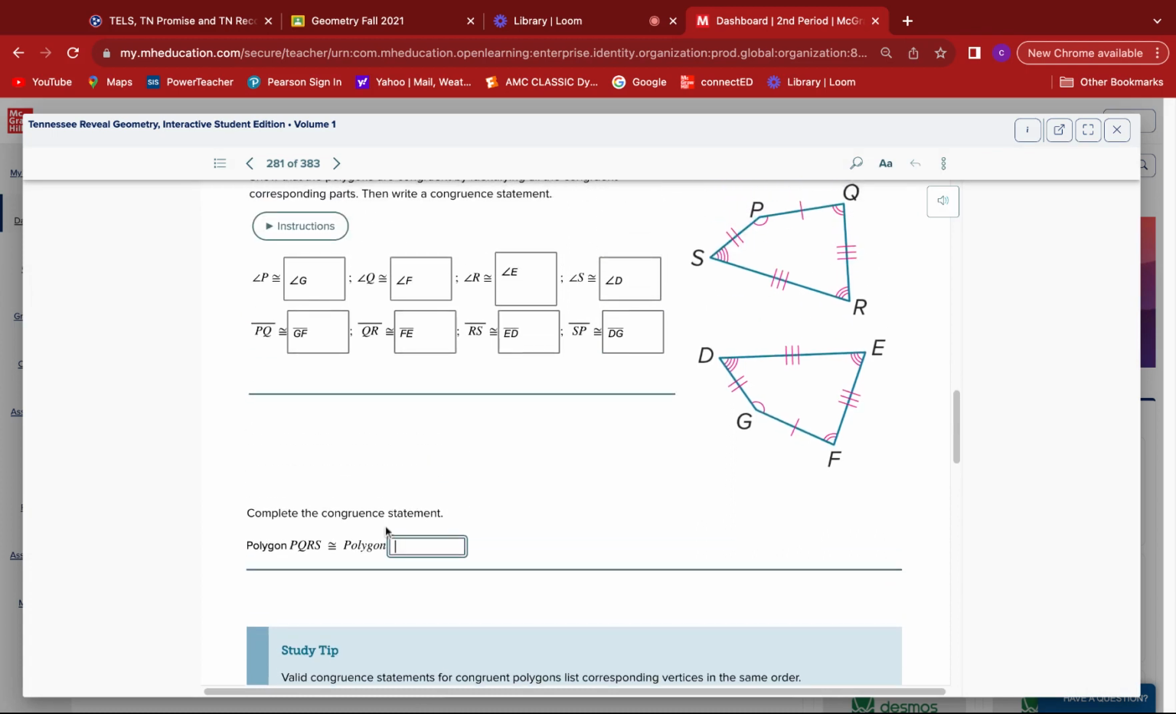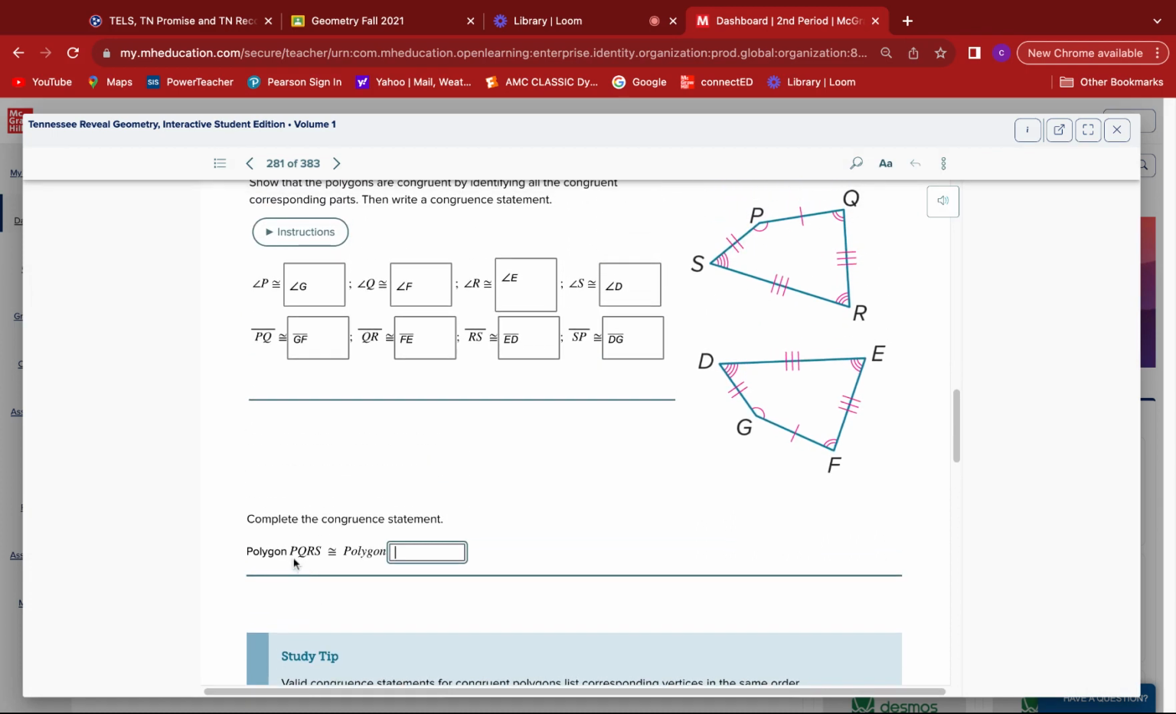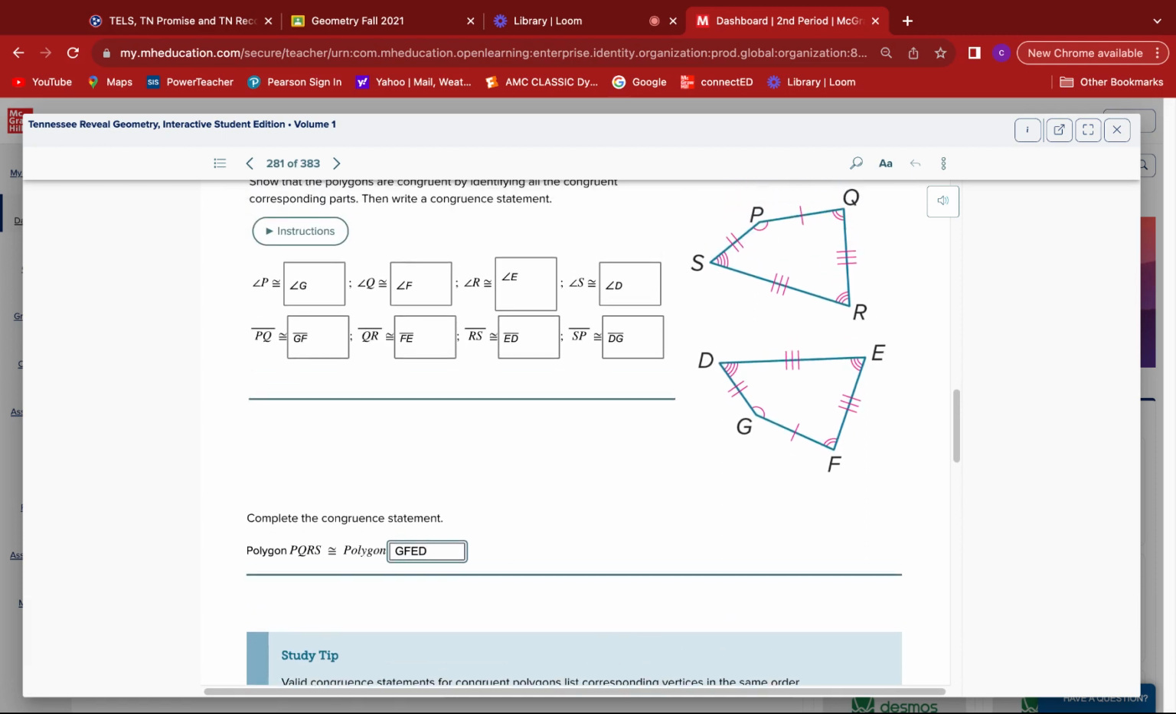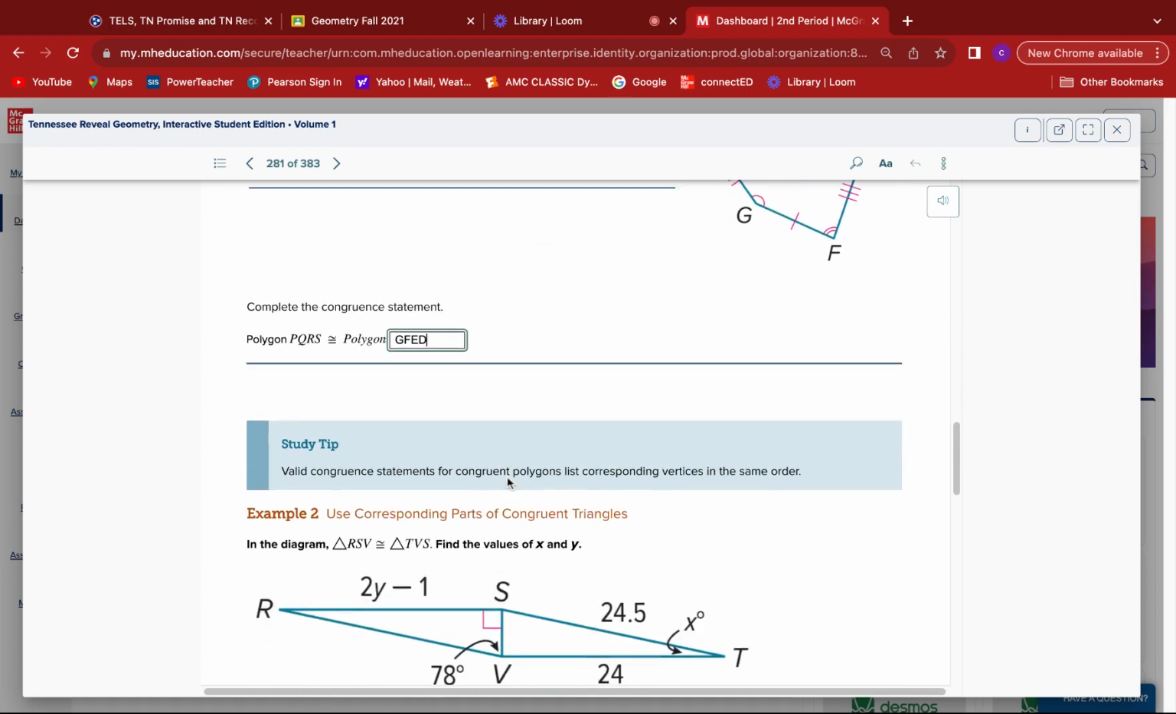Okay, again, order matters here when they're naming the polygon. So if they go PQRS, which is 1, 2, 3, 4, on the other one you have to go 1, 2, 3, 4. So it'll be GFED. GFED. Order matters. That's how you tell without a figure which angles and segments are congruent to each other, because sometimes you may not have something to look at.